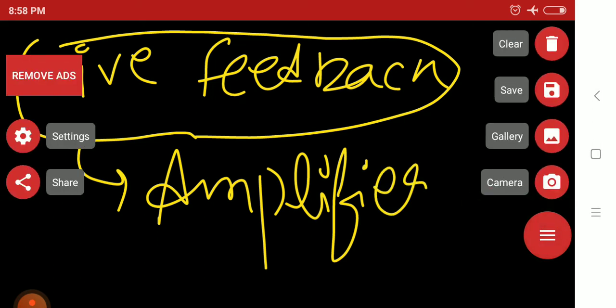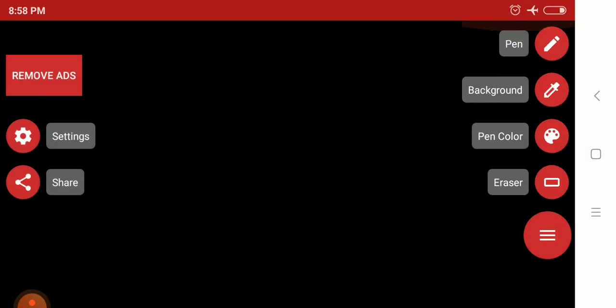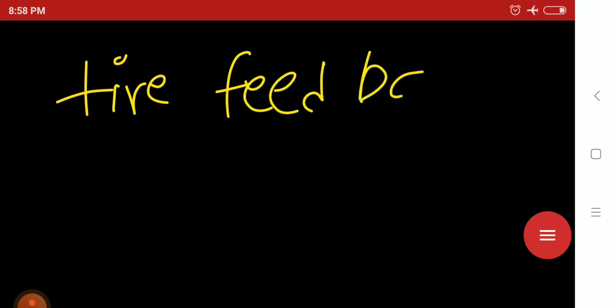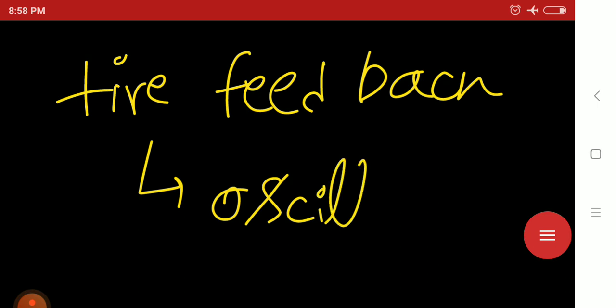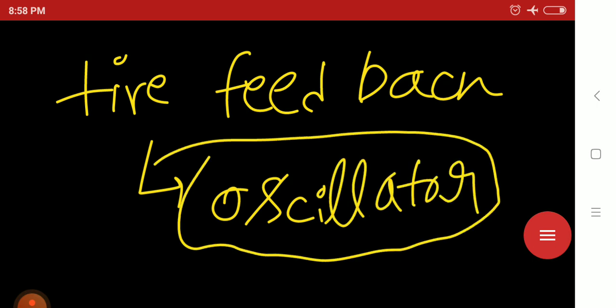And what is the operation of a positive feedback op amp? Positive feedback closed loop op amp, that is an oscillator. Yes, positive feedback closed loop op amp is an oscillator.